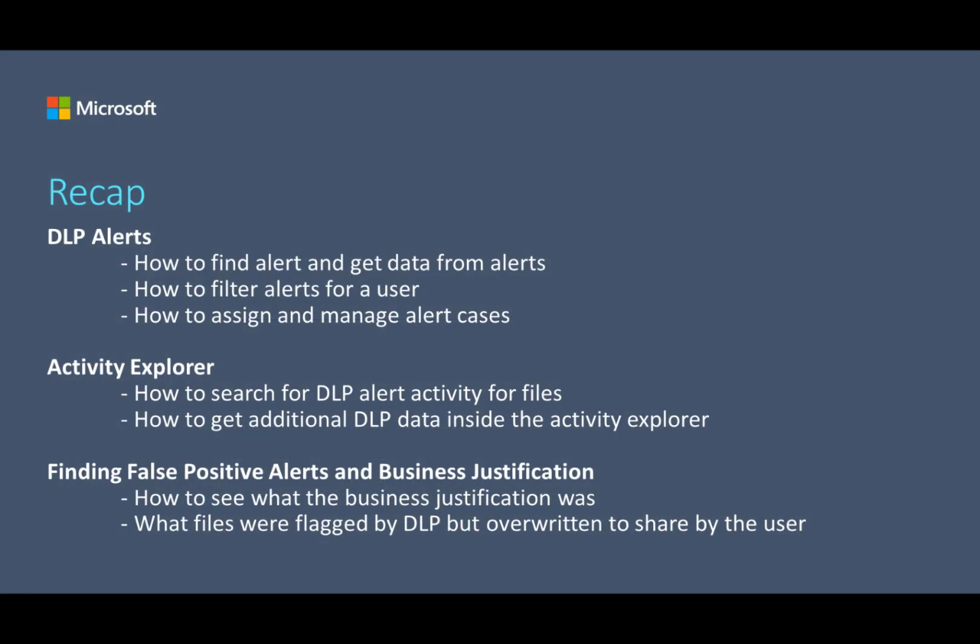Let's review what we covered in today's video. First, we looked at how an admin can review alerts for DLP policies that have been triggered. We looked at the details we can find about the alert and how we can quickly see all alerts for a particular user. We then looked at how we can manage investigations of the alerts and how this can be tracked in DLP. Next, we got even more details on a file that had broken a DLP policy with Activity Explorer. Finally, we looked at how we can track false positives, or in the case of this organization, what files have been shared with business justification, and review what the justification was given by the user.